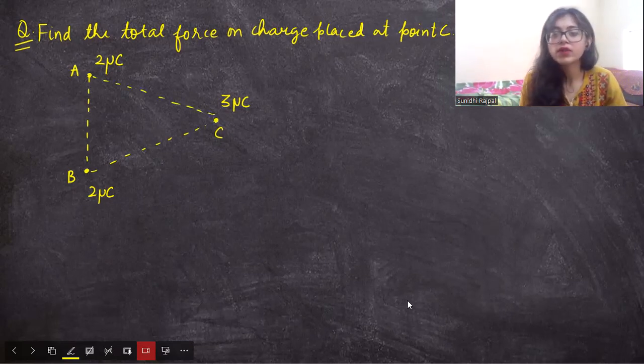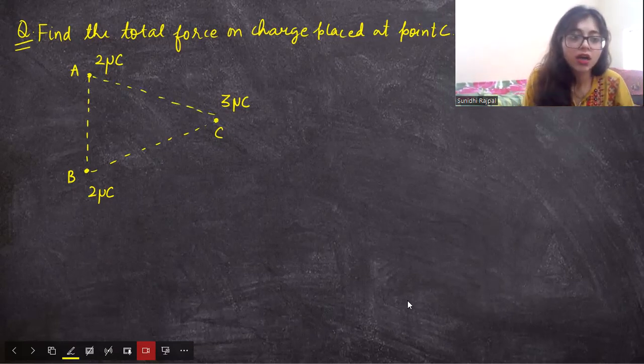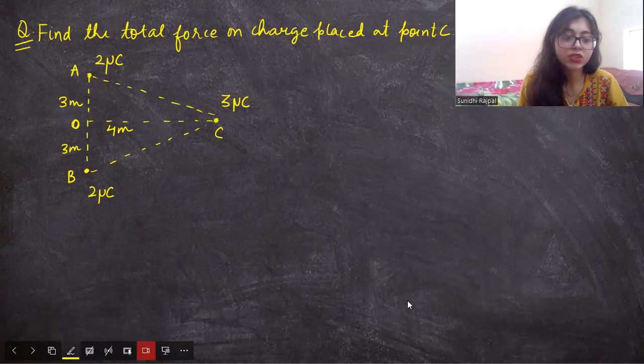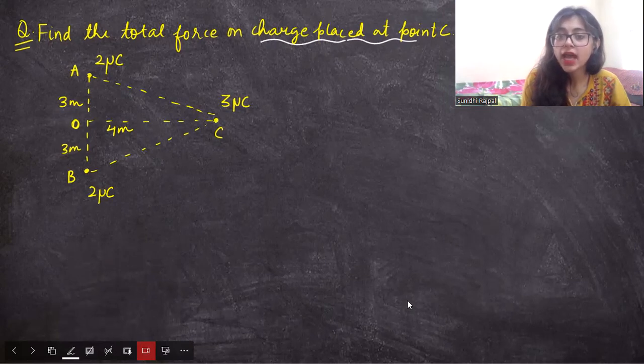I want the diagrams to be neat. So it is given to you that this is 3 meters. Let me call this O. This is 3 meters and this is 4 meters. And you have to find what is the total force on the charge placed at point C.